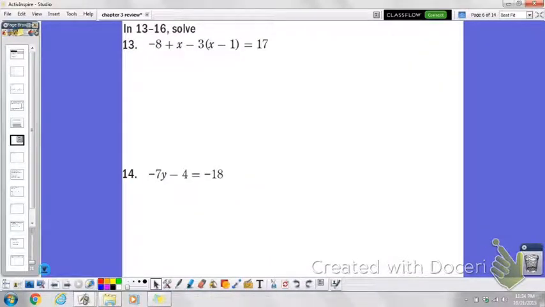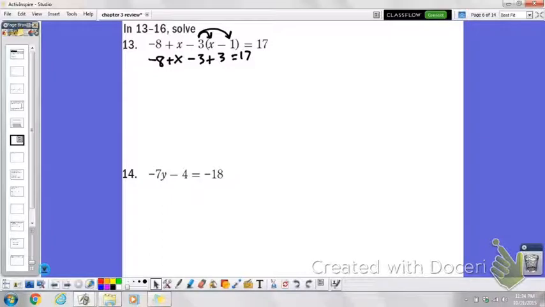For 13 through 16, I need to solve some equations. So for number 13, we have negative 8 plus x minus 3 times the quantity of x minus 1 equals 17. First thing I need to do is distribute this negative 3 to the x and to the negative 1. Nothing happens to my negative 8 plus x. We have negative 3 times x, which is negative 3x. And then notice negative 3 times negative 1. Negative times a negative is a positive. So we get plus 3. That is equal to 17.